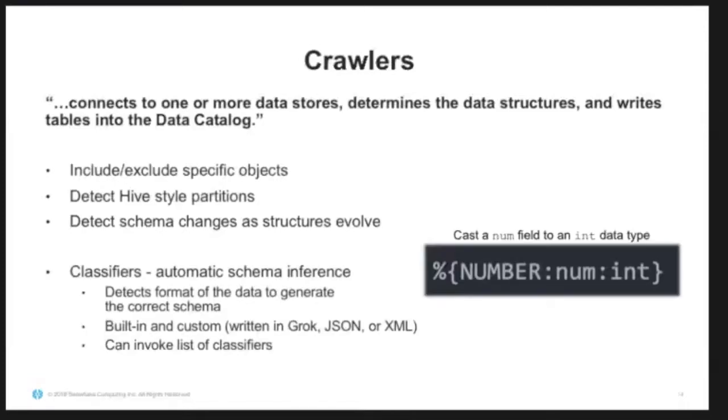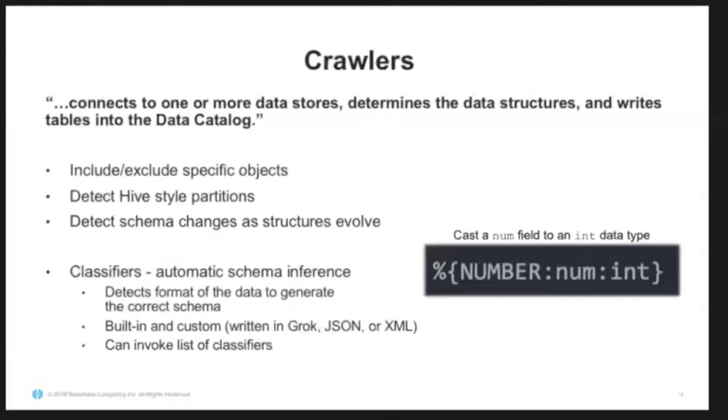Okay, and there's something called classifiers, which could probably be a talk on its own. This is where, within the crawler, if you know specifics about your data types, you can tell it how to cast certain data types into the metadata within your data catalog. There are built-in classifiers, so you don't have to write these if you have pretty straightforward data. But if you have certain unique cases, then you might build your own custom ones. The example here is just casting a number to an int using Grok, is what it's called.